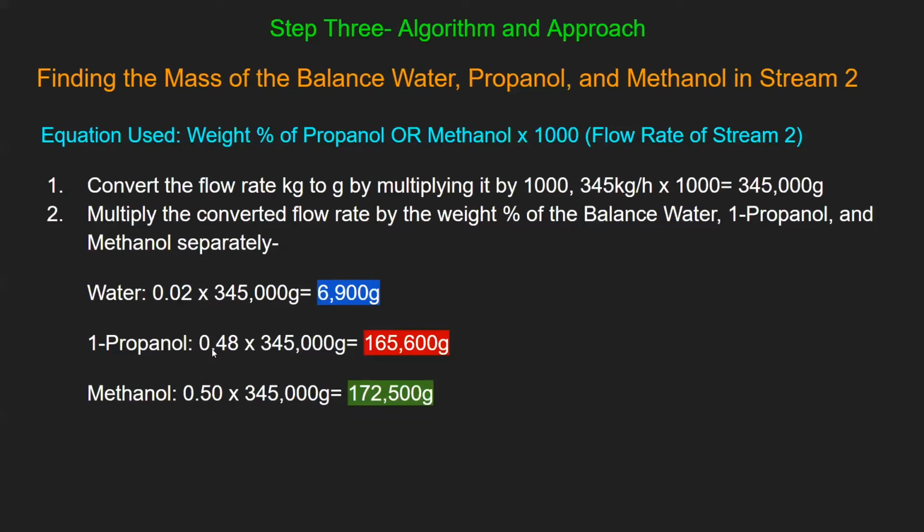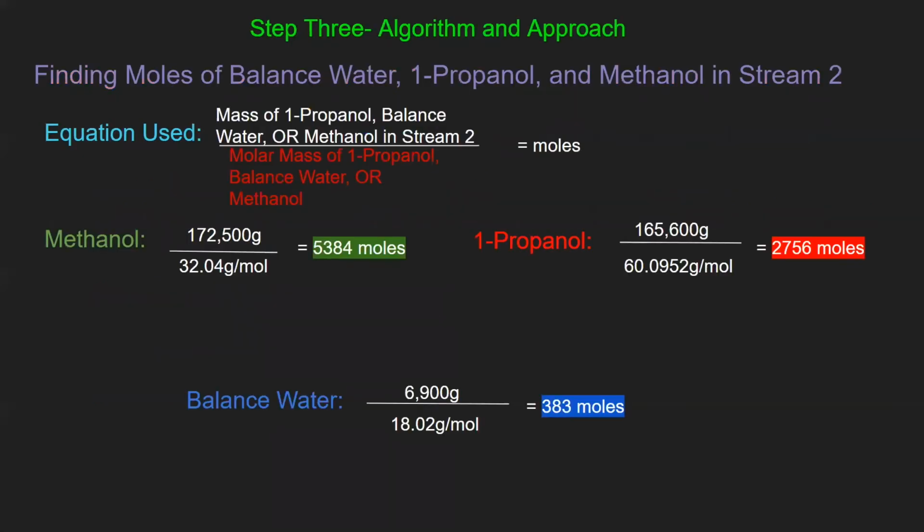Propanol had 48%, so you multiply times 0.48, and you get 165,600 grams. Same thing with the methanol. It was 50%. You multiply by 0.5 times 345,000 grams, which gives us 172,500 grams. And this is a part of step 3 of the algorithm and approach. Same thing on this slide being step 3 of the algorithm and approach.